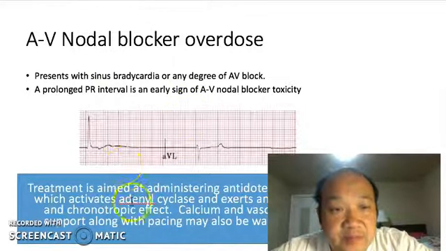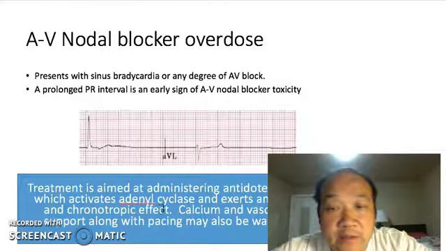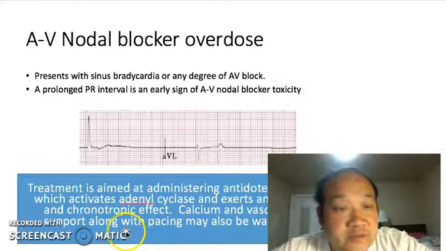Treatment for this patient involves giving them antidotes such as glucagon, which activates adenylate cyclase and exerts an inotropic and chronotropic effect. Calcium and vasopressors may also be employed to support cardiac function. Some patients end up needing internal or transvenous pacing as well.